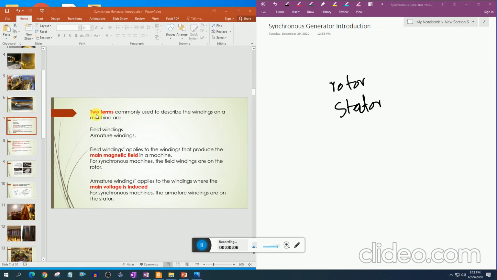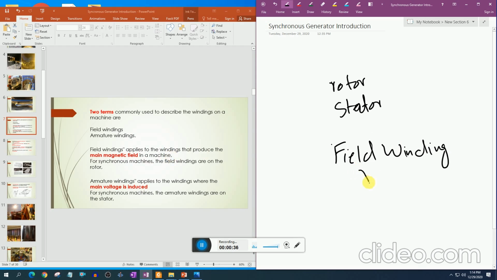So moving towards the windings of the synchronous generator, two terms are commonly used to describe the windings of the generator. One is the field winding and the other is the armature winding. What is the field winding? Field winding applies to the windings that produce the main magnetic field in a machine. As in a synchronous generator, the main magnetic field is produced on the rotor, so the rotor winding can be called the field winding.